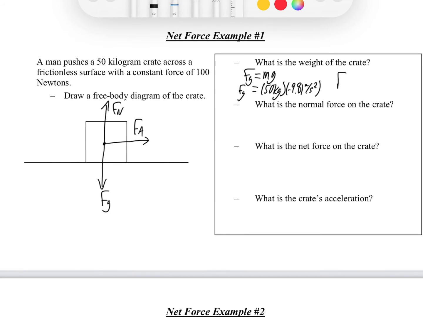So when we throw these into a calculator, we will get 490.5 newtons. It's pointing down, so we'll call it negative. Next, we want to solve for our normal force. And as we said before, if this box is not sinking into the ground, it's not flying up into the air, then these forces in the y direction have to be balanced. So we can say that the normal force is equal and opposite to the gravitational force, which would then make it 490.5 newtons.